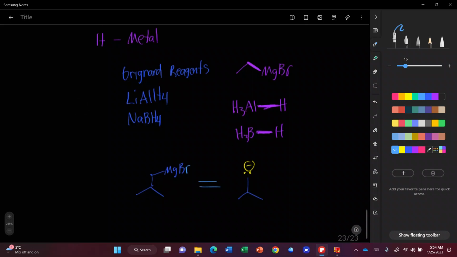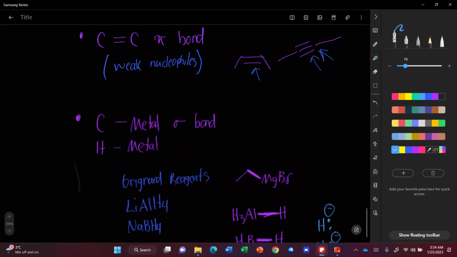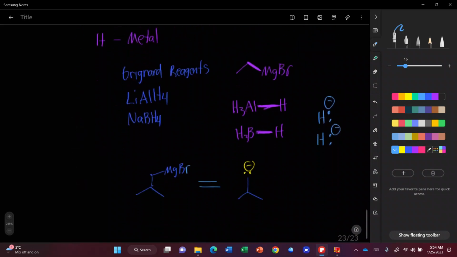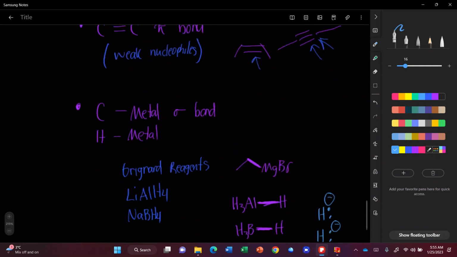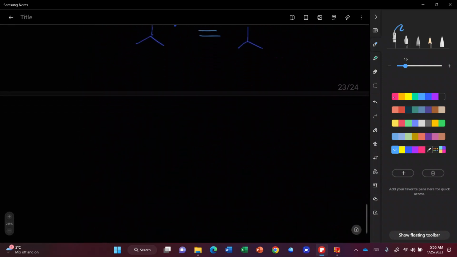Same with whenever you see lithium aluminum hydride, just think of it as H minus. It's not technically H minus, but it can be helpful to think of it like H minus. Same with NaBH4, just think of it as H minus. Now, one thing that I do want to say is that just like I had to do a 1, 2, 3 for lone pair, I do need to do a 1, 2, 3 for the sigma bonds.